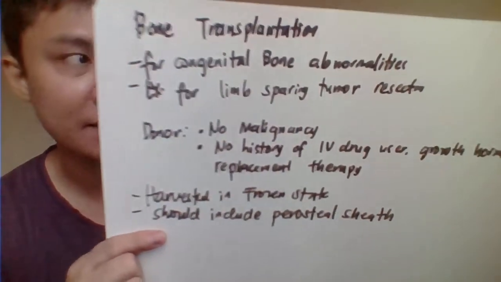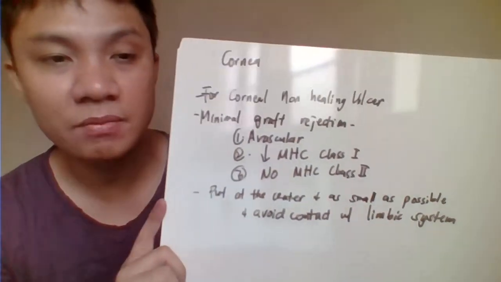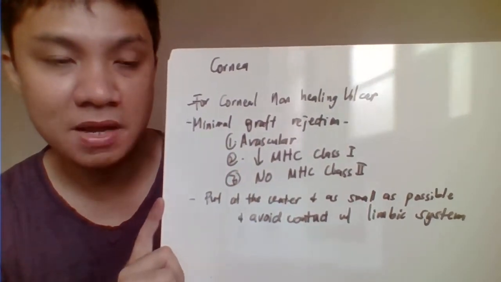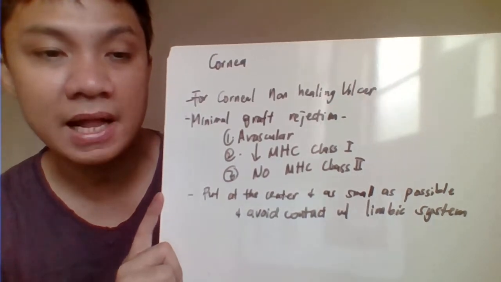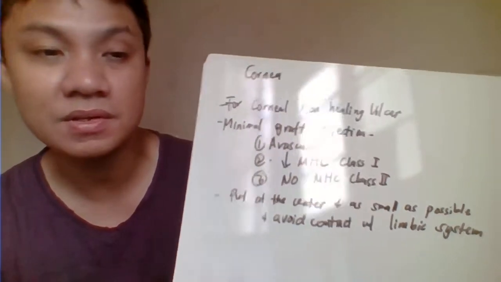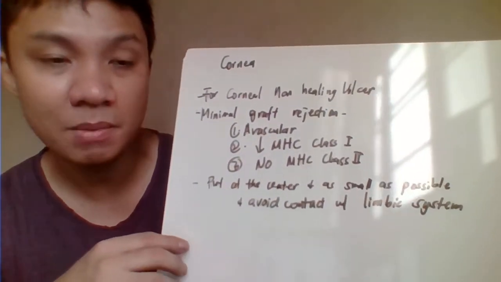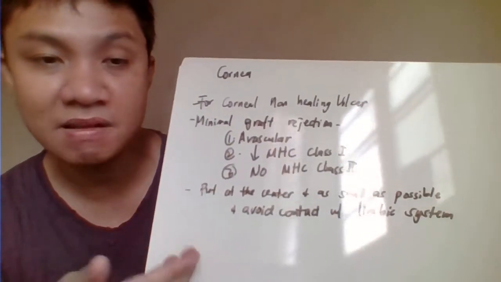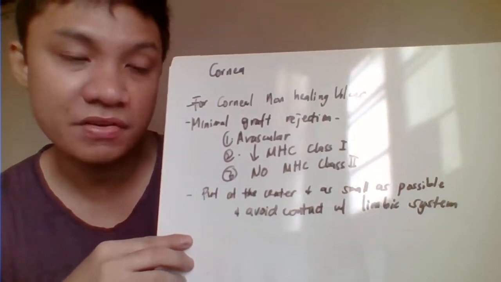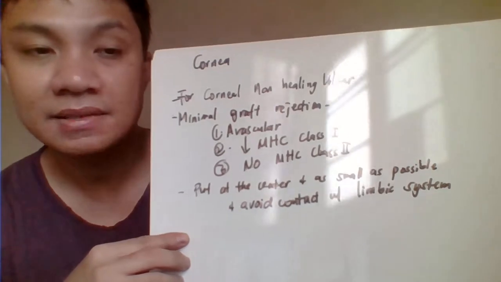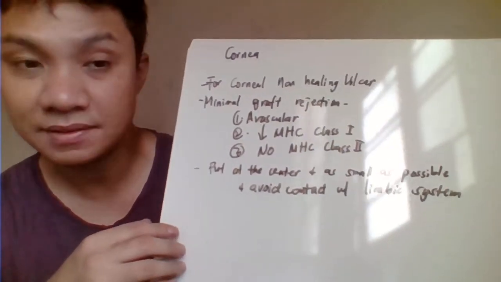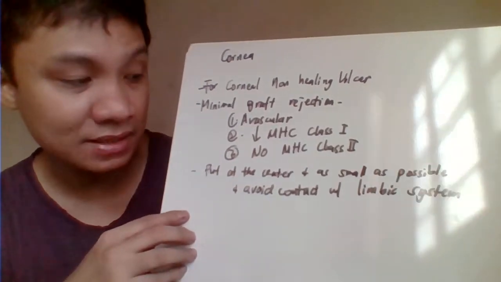The next one, we have here the corneal transplantation. Corneal transplantation is for the treatment of your non-healing corneal ulcers. Okay, so this will have here the least immunogenic of all our solid organs. So minimal graft rejection because number one, wala siyang blood, avascular. And second one, we have here decreased concentration of the expression of your MHC class 1. And the third one, we have here the absence of your MHC class 2. And therefore, less immunogenic because wala siya masyadong antigens.